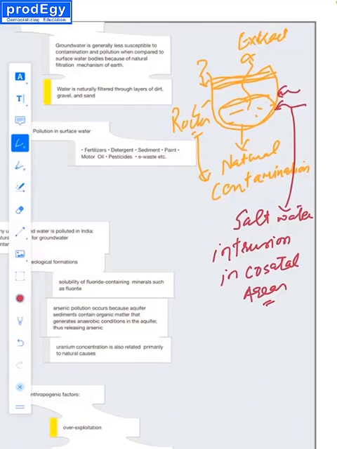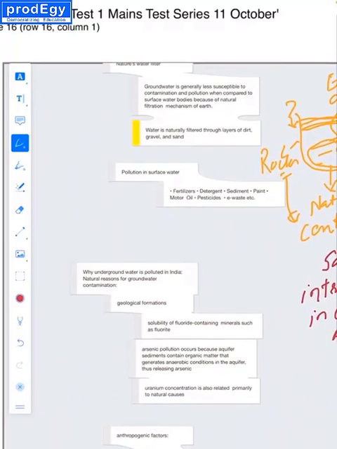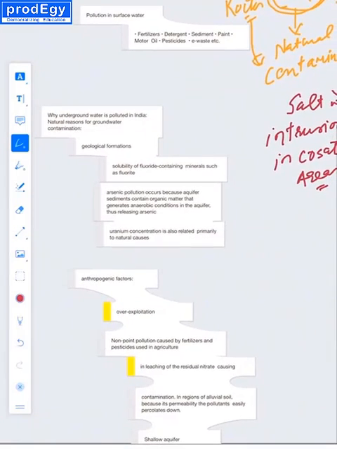So the pollution of underground water in India is not only because of anthropogenic factors, it is because of both natural and anthropogenic factors. What are natural factors? Natural factors are geological formation: where you are analyzing water and what kind of geological formation is there impacts your groundwater. Fluoride containing minerals are easily soluble, and that's why you have fluoride contamination in groundwater in India, and this is specifically prevalent in Rajasthan, Nagaur, Karoli regions.